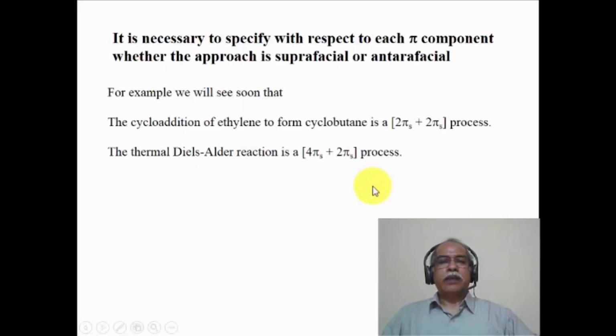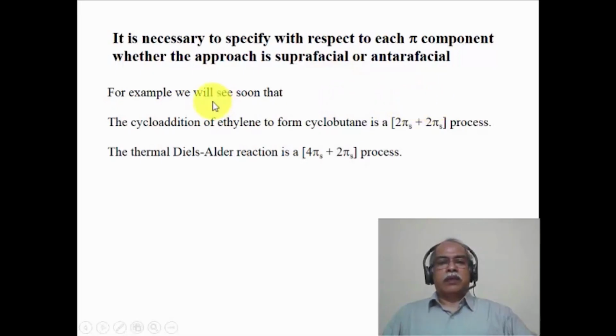It is not only necessary how many pi electrons are involved in the cycloaddition components, it is also necessary with respect to each of the components whether it is suprafacial or antifacial. This has to be specified in order to complete the definition of the cycloaddition reaction.